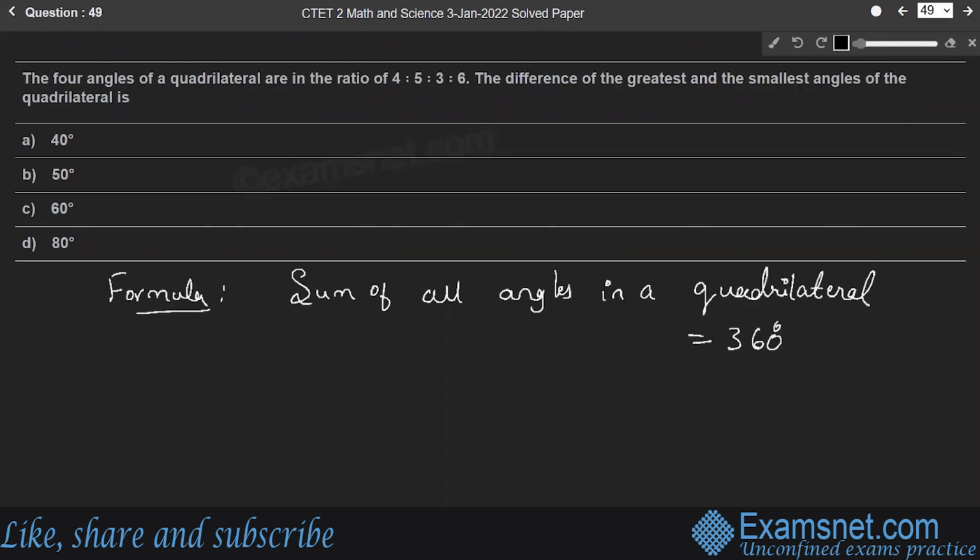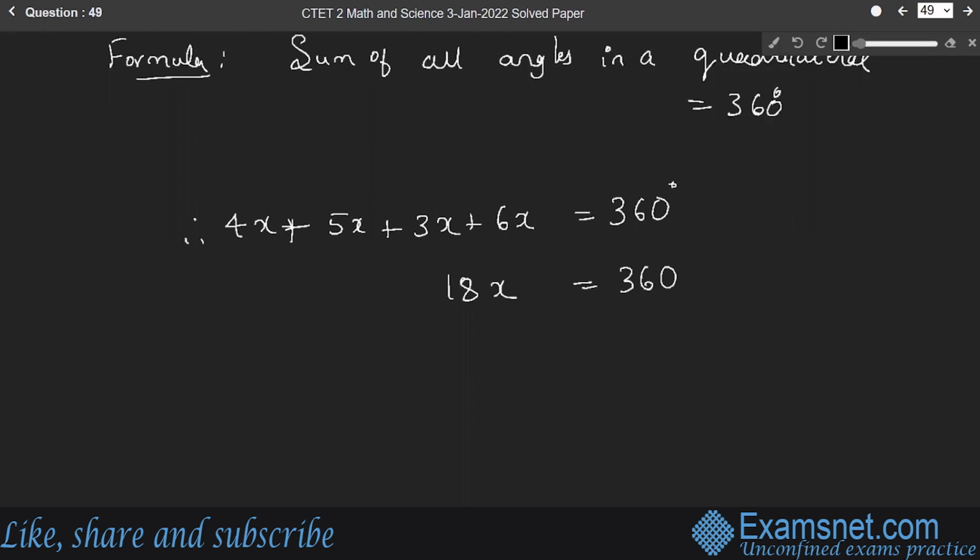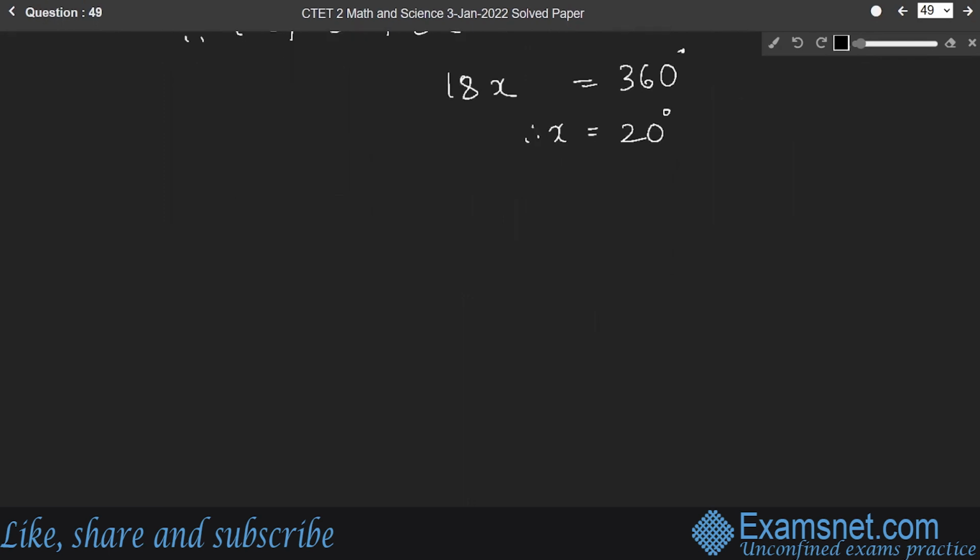Here the angles are in the ratio 4 is to 5 is to 3 is to 6. Therefore, 4x plus 5x plus 3x plus 6x is equal to 360 degree. So 18x is equal to 360 degree. Therefore, x is 20 degree. Therefore, 4x is equal to 80 degree. 5x is equal to 100 degree. 6x is 120 degree.